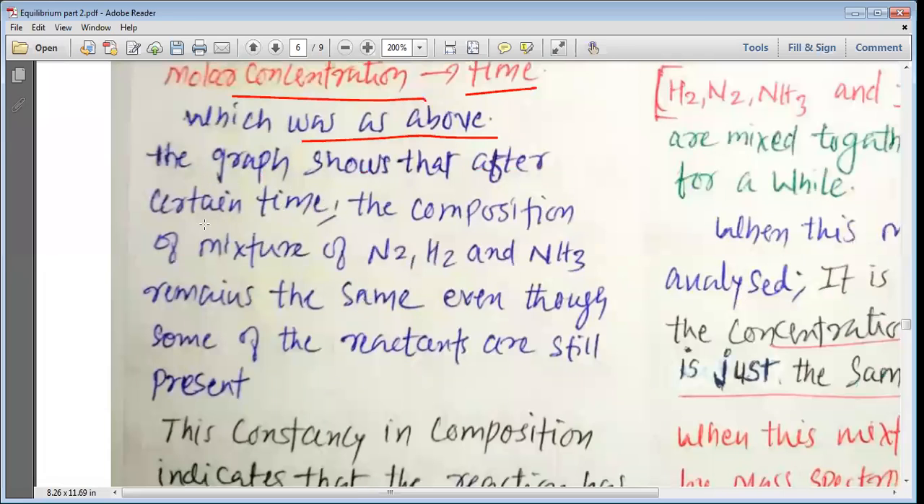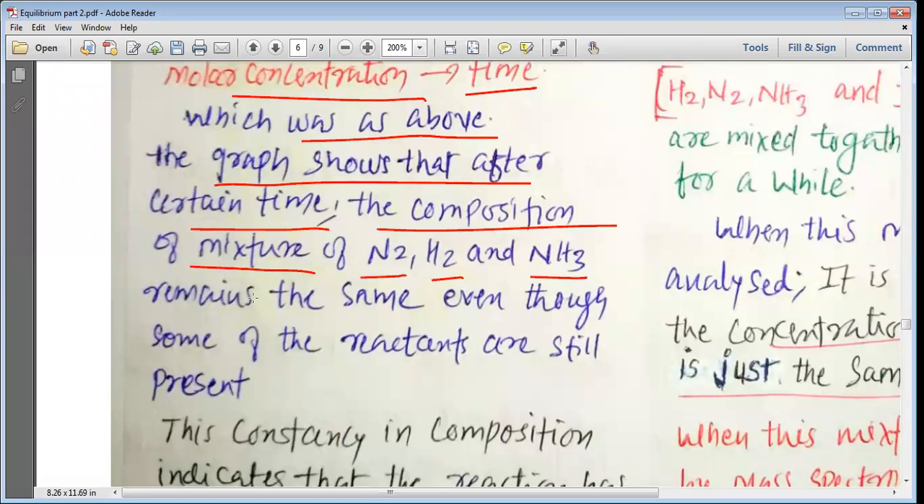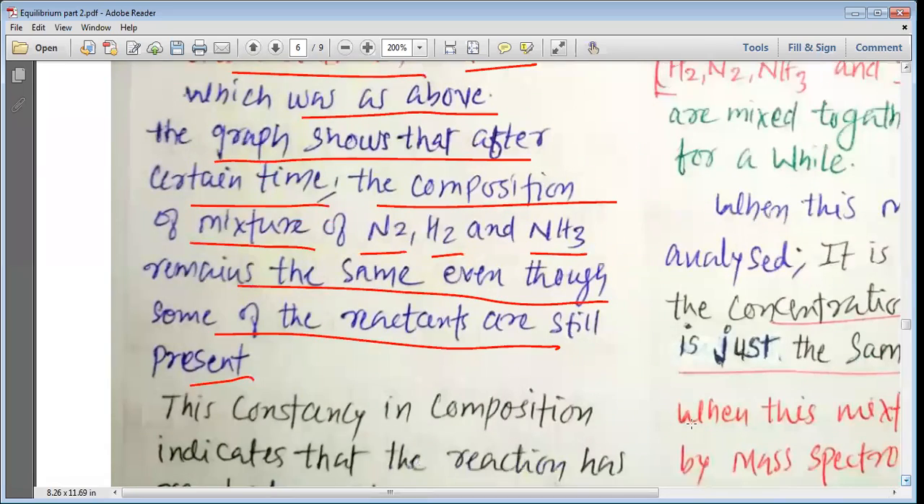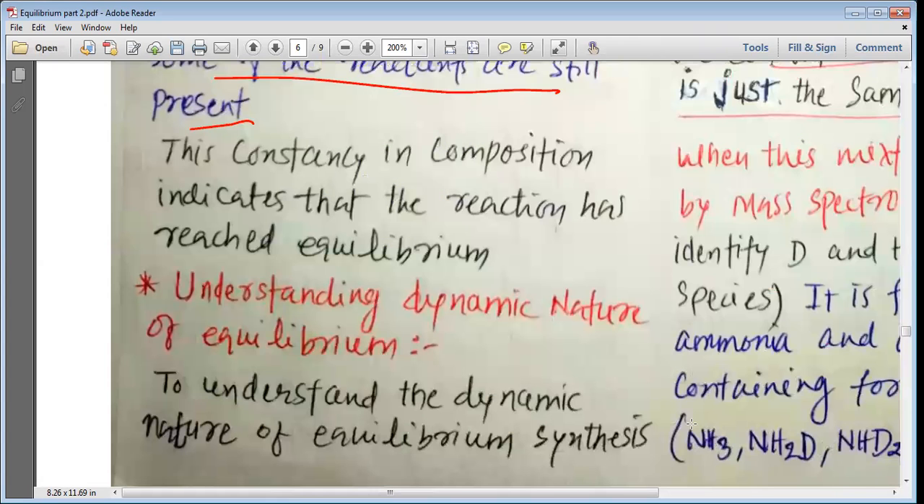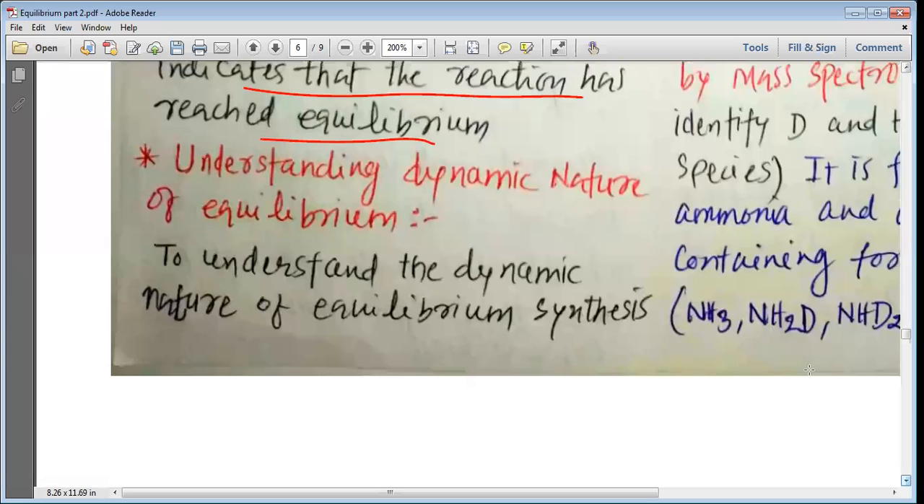The graph shows that after a certain time, the composition of the mixture of N2, H2 and NH3 remains the same, even though some of the reactants are still present. So the reactants, nitrogen and hydrogen, are present, ammonia is also present, and all these three are present, but their concentration becomes constant. This constancy in composition indicates that the reaction has reached equilibrium. So all the concentrations become constant, and we can say that the equilibrium has been established.